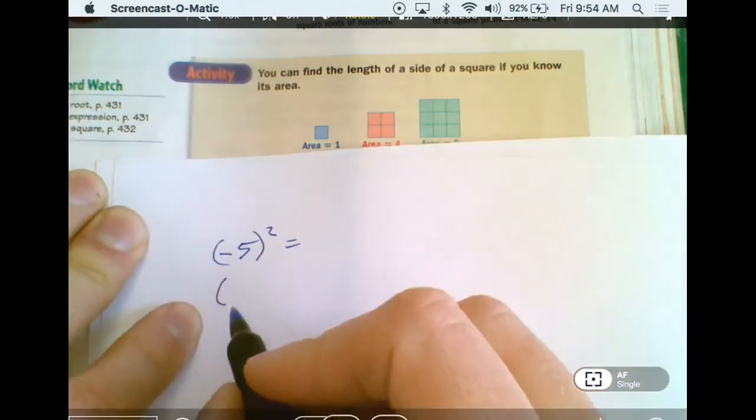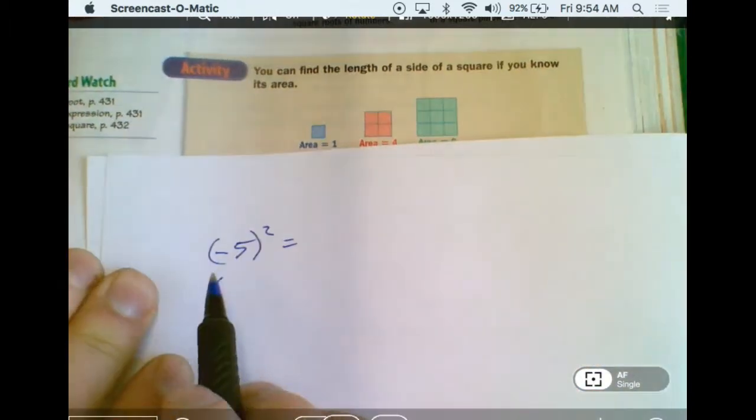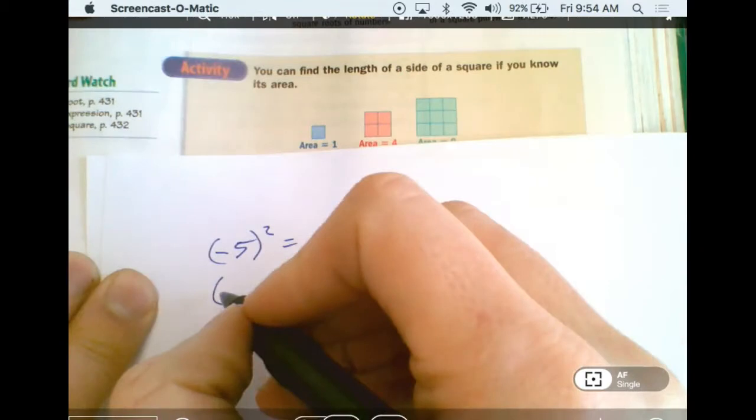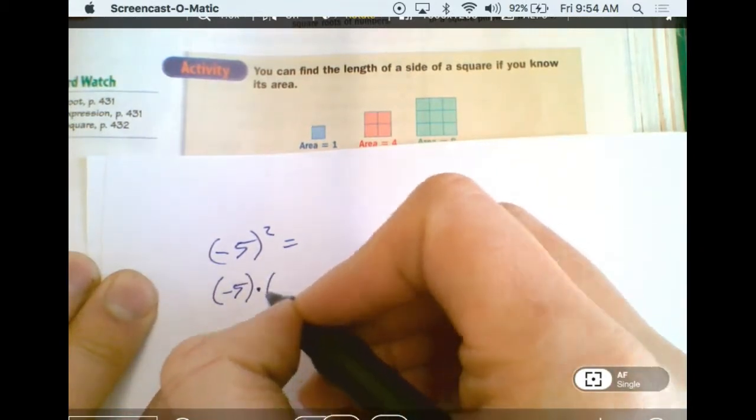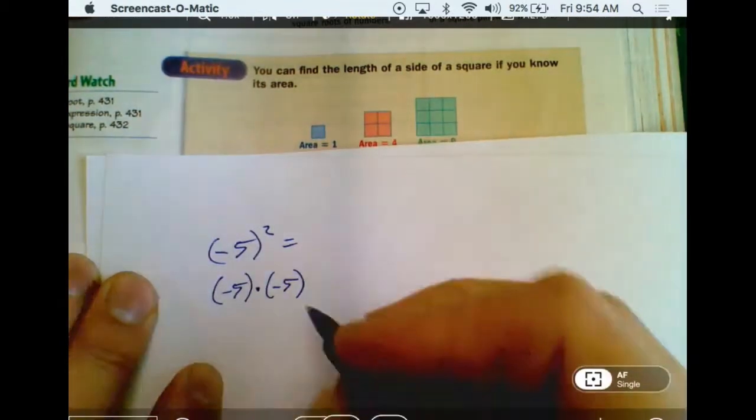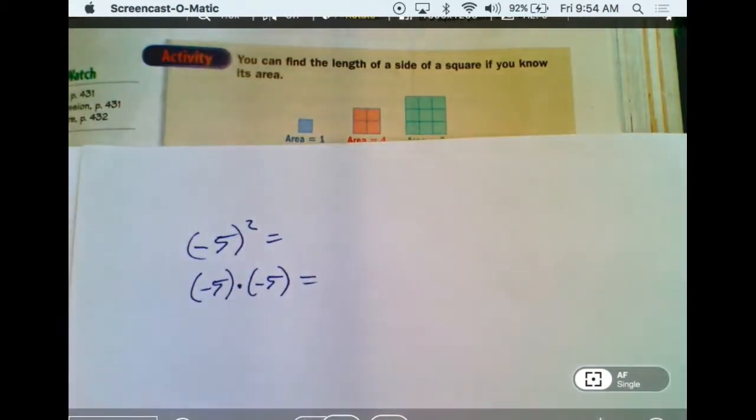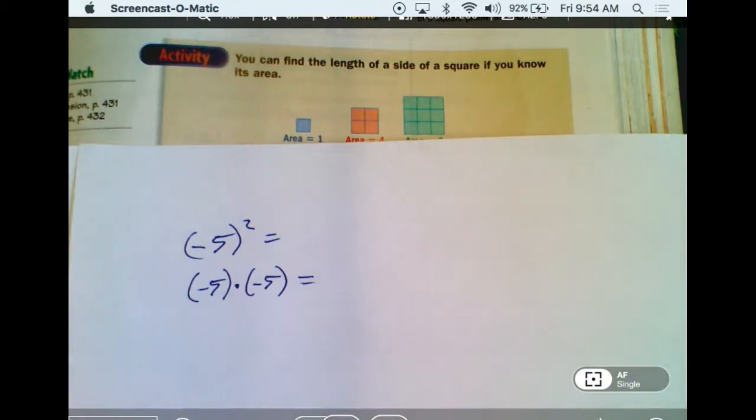Okay, so negative 5 squared. If you have the parentheses here, that means negative 5 times negative 5. Someone in this class, every time negative 5 times negative, or a negative number times a negative number is always going to be what? Positive.